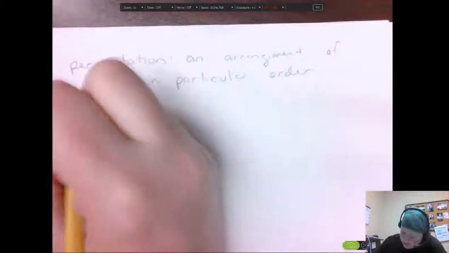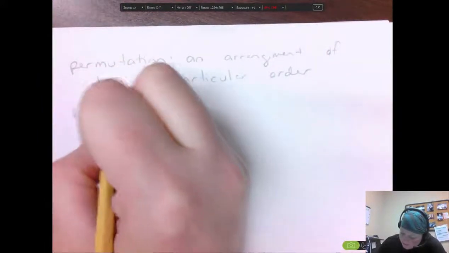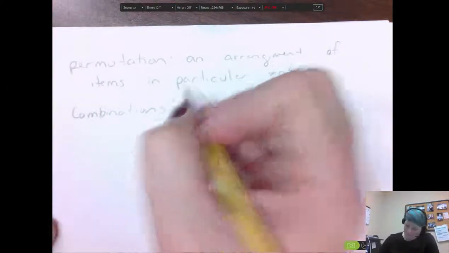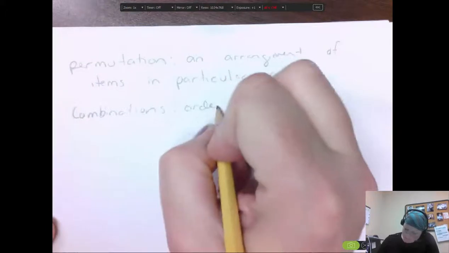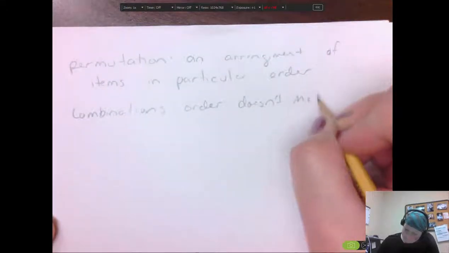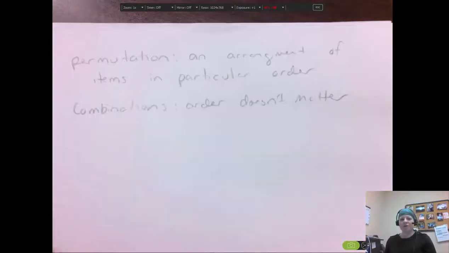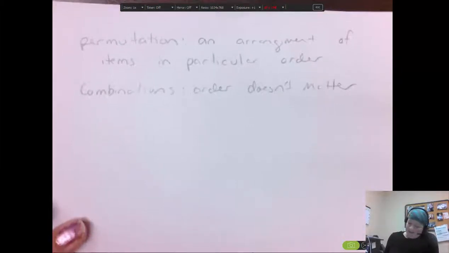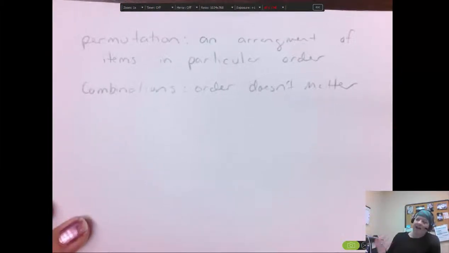Whereas combinations are not in a particular order. Order doesn't matter. So we have these two different things where for one the order matters, and for one it doesn't. Both of them have a formula you could use to figure out the different number of items that you can have.